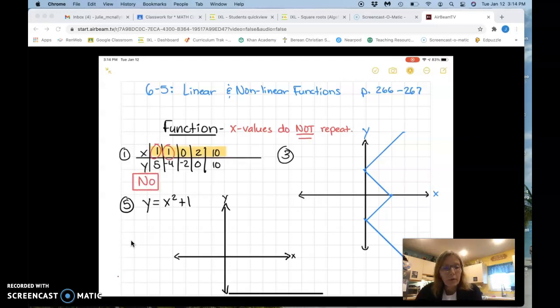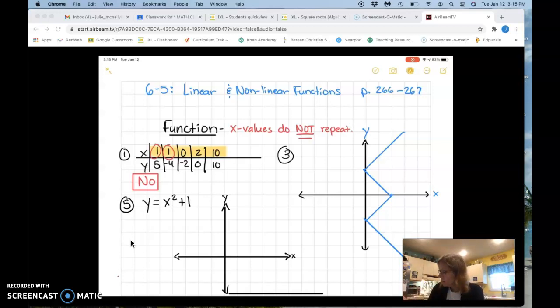All right, for number 3, I'm going to do the pencil test. Remember we did the pencil test last year, where you take your pencil and hold it vertical on the graph and run it along your graph to see if any points touch it on the same line. If more than one point is on the line that you're running across your graph, it is not a function.